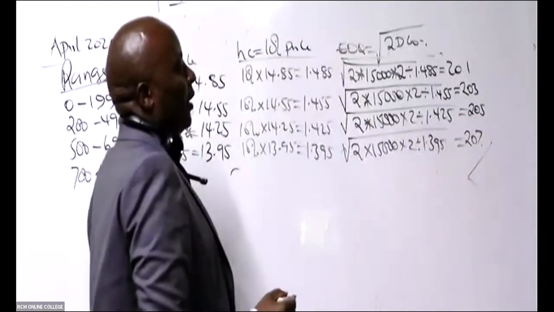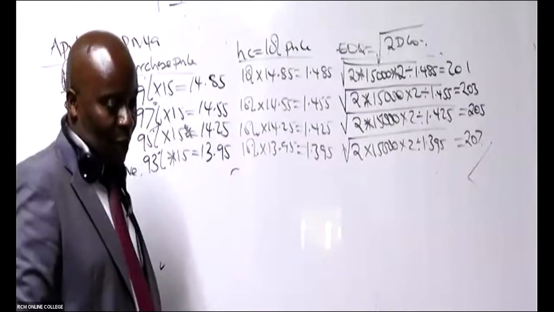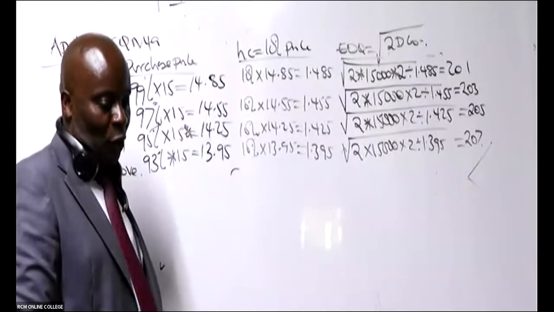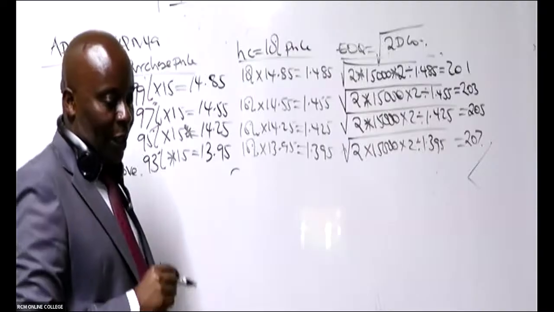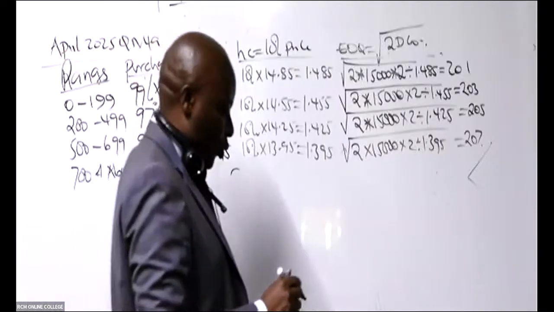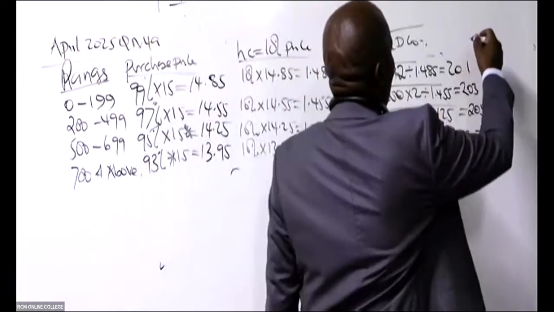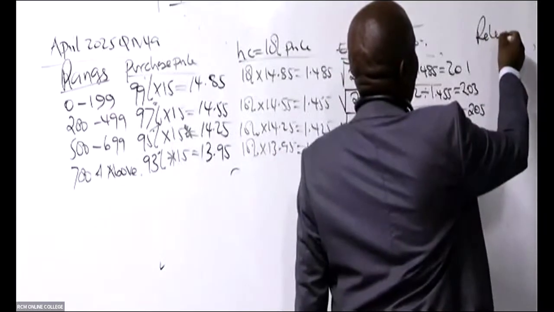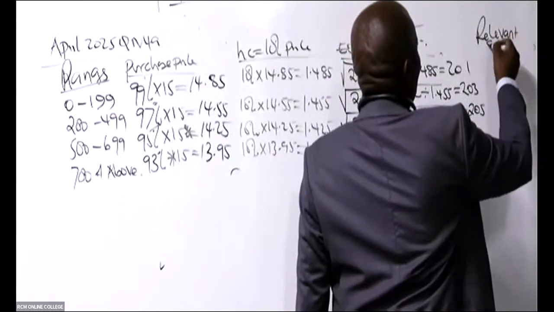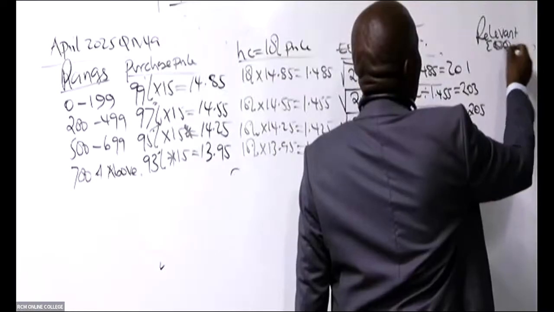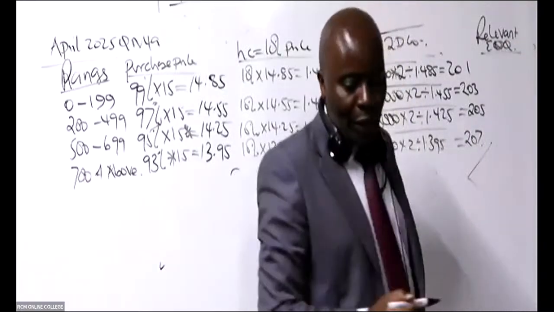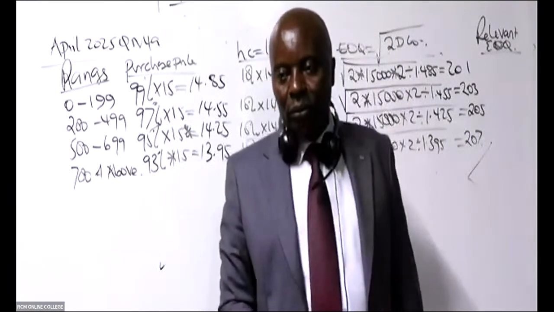Great. Then get ahead and give us the very last column for this table 1. Give us what we call the relevant EOQ. Relevant EOQ. For each class, give us the relevant EOQ.